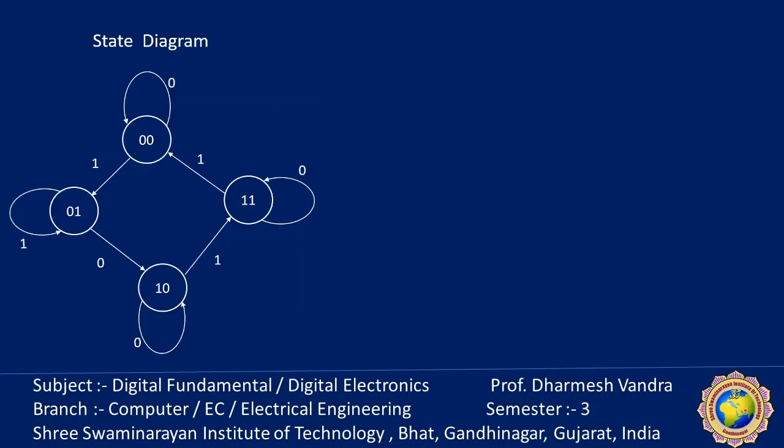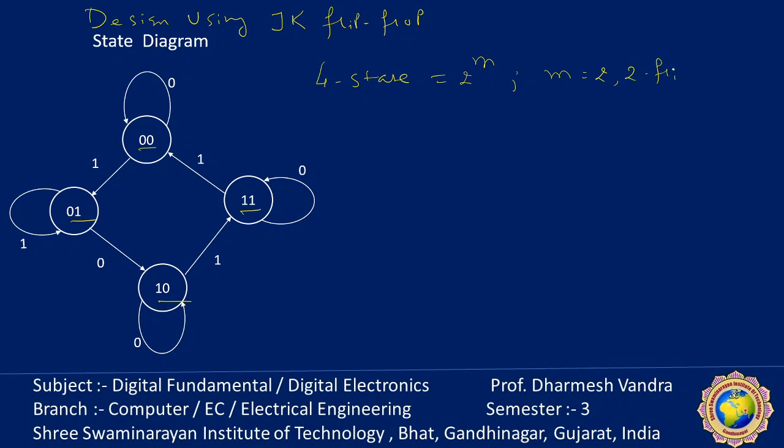Suppose this state diagram is given to us, and it says to design the circuit using JK flip-flops. So sometimes the word description is given, or directly a state diagram is given, and here the binary assigned values are also given: A, B, C, D. Four states are there. That means 2 raised to m equals 4, so m equals 2. So two flip-flops are required.